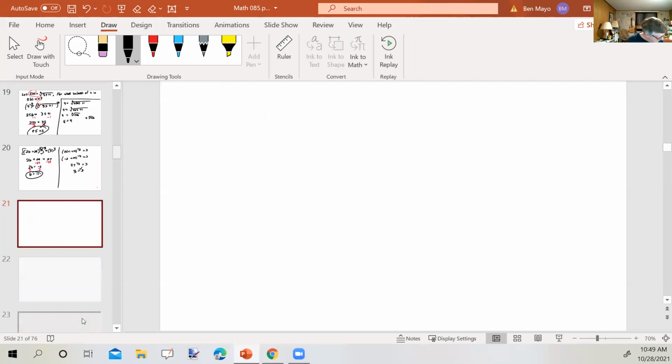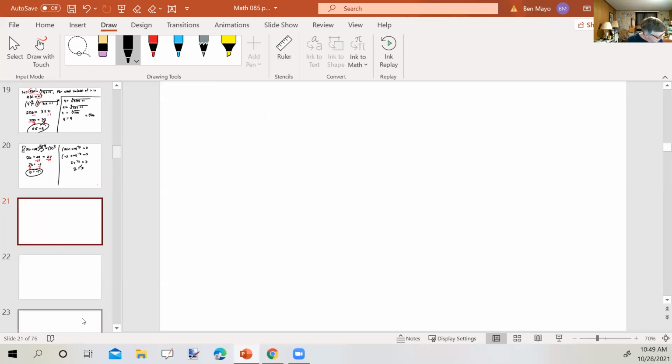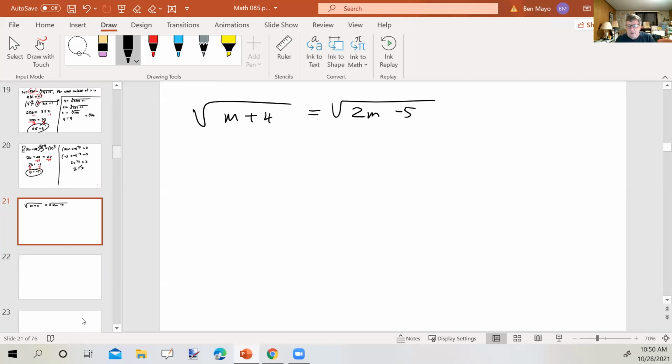Let's say you have an equation with 2 radicals. The square root of m plus 4 equals the square root of 2m minus 5. In the case of one radical, you isolate. In the case of two radicals, you want them separated. You want them one on each side of the equation. Again, just like you would deal with absolute value equations.